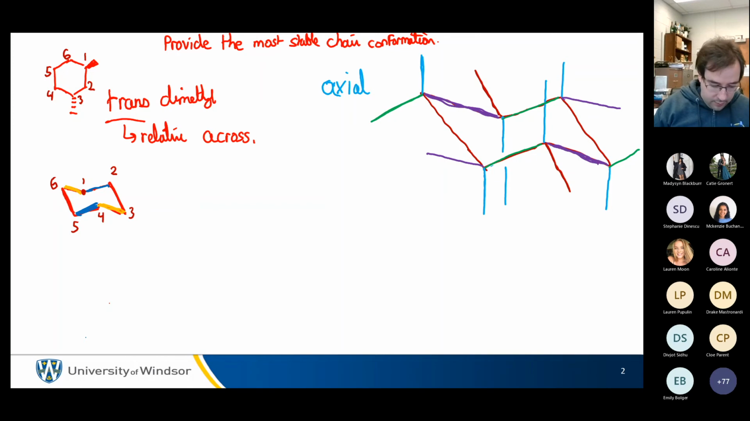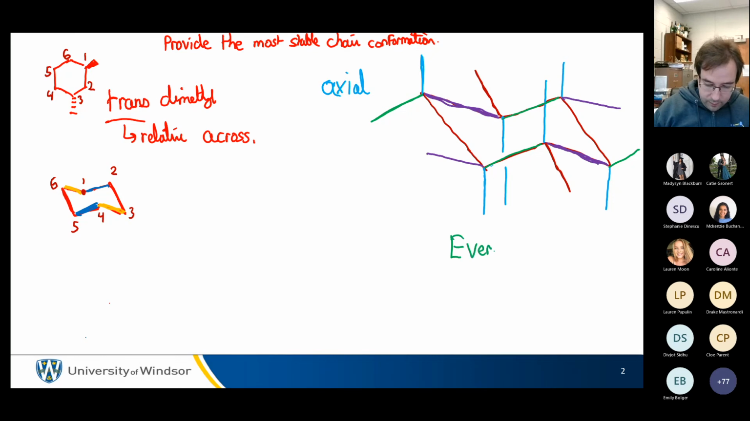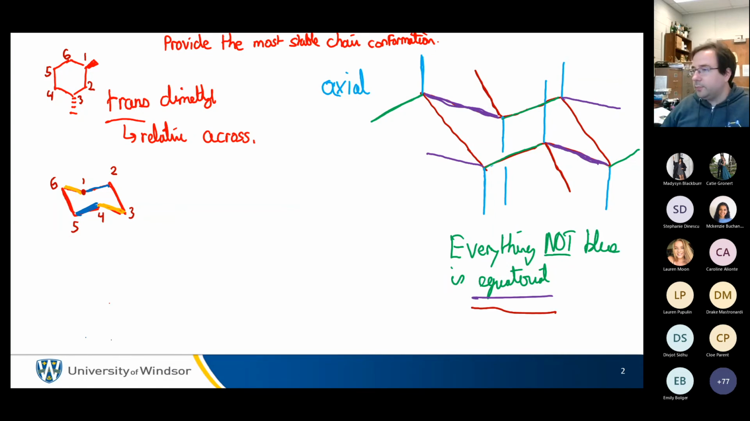Everything not in blue, so that's red, purple, green, red, and purple. Well, right now we haven't figured out what to make axial and what to make equatorial. So I've just drawn those equatorial and axial positions. Often there's going to be a hydrogen at all of those. Like if it's just cyclohexane, everything there is a hydrogen. But in this case, we're going to look at that.